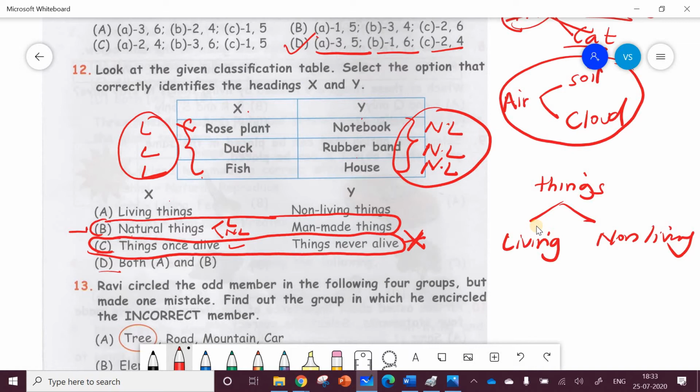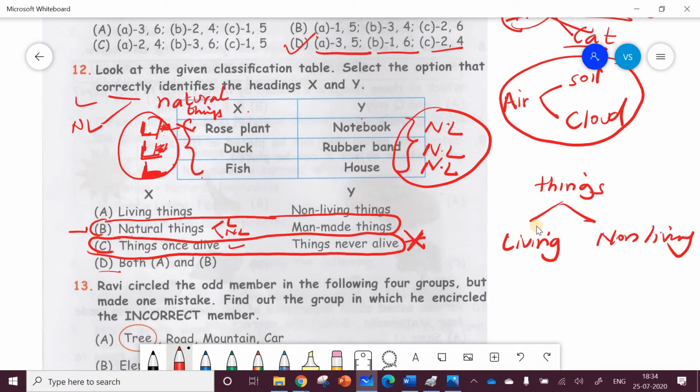Yes. So, do you think rose plant is 100% living, duck is 100% living, and fish is 100% living? So, there is no chance that we have any confusion whether this is a non-living item or no. Am I right? These are all living. Yes. So, can I go for option number B? Because option number B is saying this is natural things. But I am telling you that natural things can be living and can be non-living both. But here I am only talking about living things. So can I say that these three things are natural things? I think no, it's not.